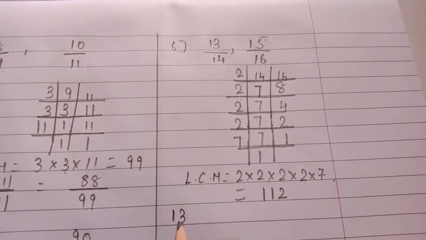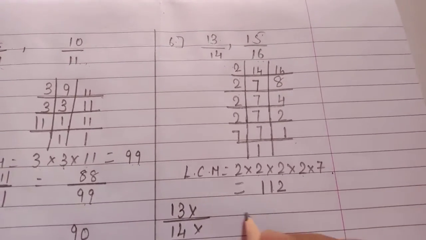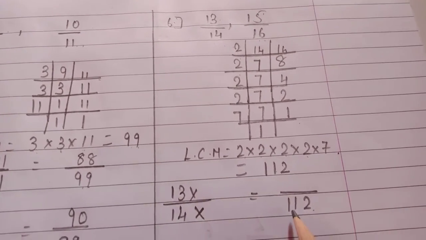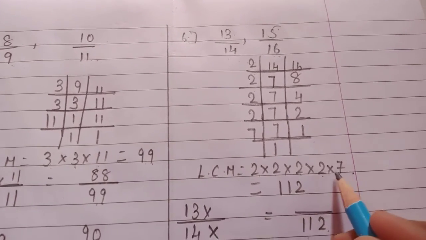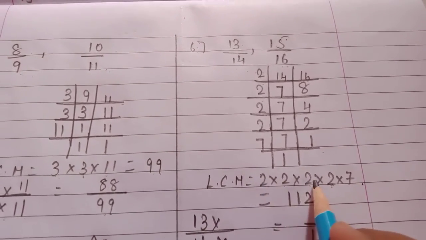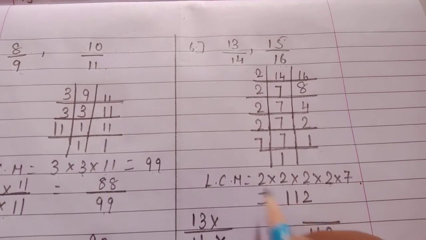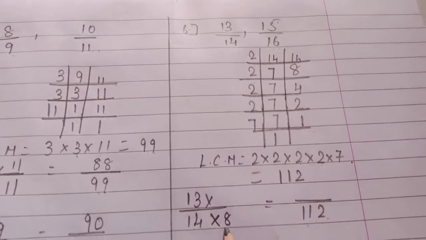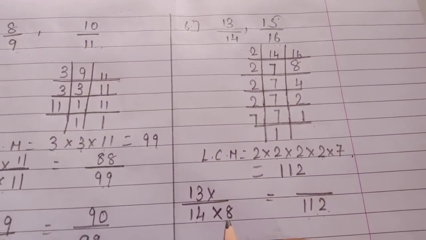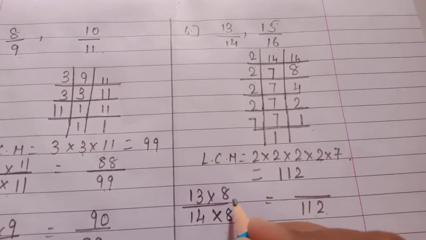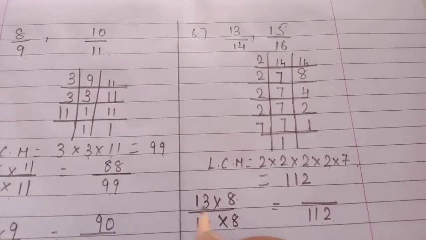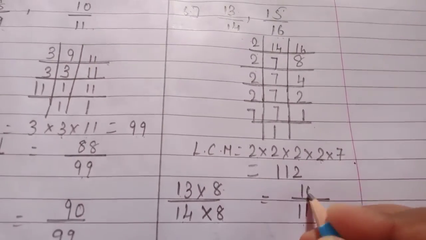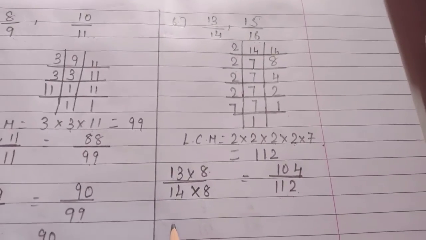So the first fraction is 13 upon 14. So we want denominator 112. So with 14 what will we multiply to get 112? So see, 7 2s are 14. So which numbers remain? 2 2s are 4, 4 2s are 8. So we will multiply 14 by 8, which gives 112. And whatever we are multiplying in the denominator, that we will multiply in the numerator also. So 8 we will multiply with 13. Now 13 8s are 104.